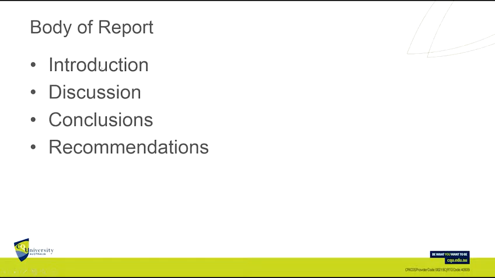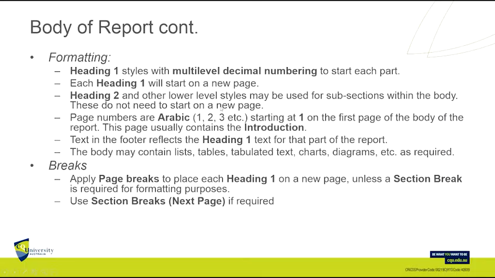Our body of the report will include the introduction, the discussion, the conclusions and the recommendations. The formatting for this will be heading 1 styles with multi-level decimal numbering, which we've just done. Each heading 1 will start on a new page, and heading 2 and the other lower level styles will be used for subsections within, and they do not need to start on a new page. Page numbering is in Arabic numbering, starting on the first page of the body, which is generally the introduction. The text in the footer will reflect the heading 1 text for that part of the report, and apply page breaks to each page, and you will only need section breaks if required.